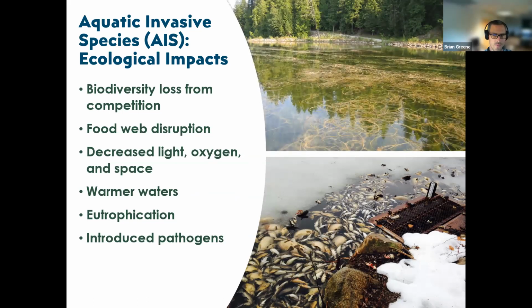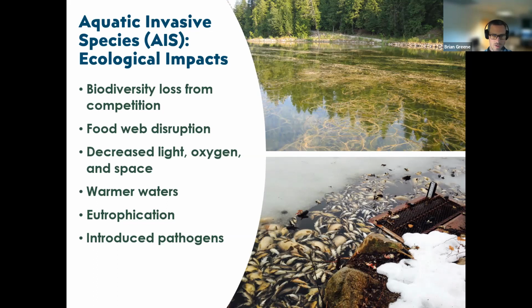So they can reduce native biodiversity. They can disrupt our food webs by changing the amount of resources, and that can indirectly affect other species. They can change some of the water quality things like decreasing light or oxygen, or making the water actually become warmer. Some of the species can lead to eutrophication or increased nutrients in a water body. And some of these are a pathway for spreading pathogens and viruses.